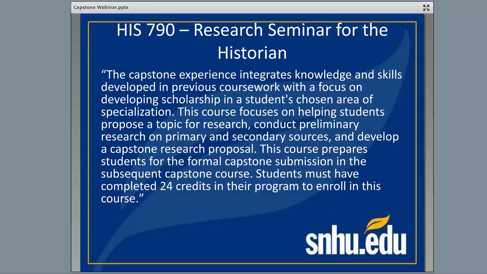When we look at 790, which is the research seminar for the historian, the capstone experience integrates knowledge and skills developed in previous coursework with a focus on developing scholarship in a student's chosen area of specialization. This course focuses on helping students propose a topic for research, conduct preliminary research on primary and secondary sources, and develop a capstone research proposal. This course prepares students for the formal capstone submission in the subsequent capstone course. Students must have completed 24 credits in their program to enroll in this course.